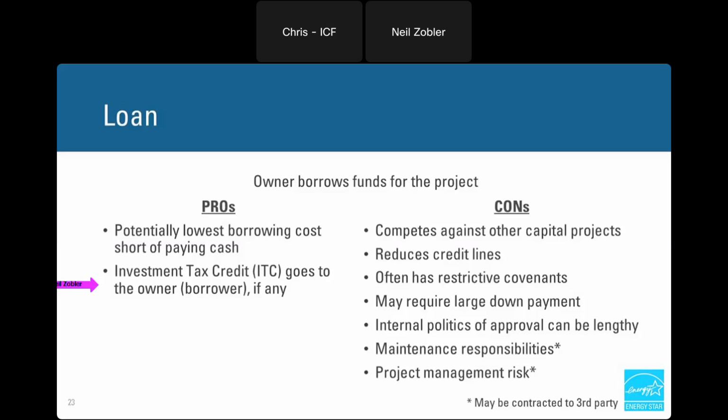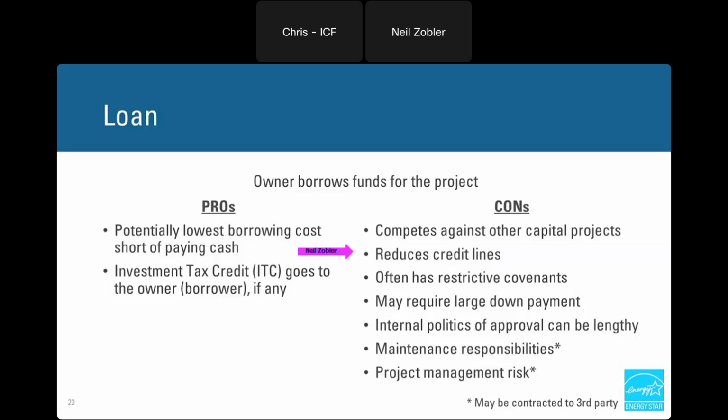Investment tax credit goes to the owner. It competes against other capital projects. Unfortunately, unless energy efficiency is part of your marketing strategy, most organizations would rather generate income rather than reduce expenses. And generating more income can increase profitability. Of course, saving money also improves profitability. We'll get into that when we look at some of the modeling that I'll get into.